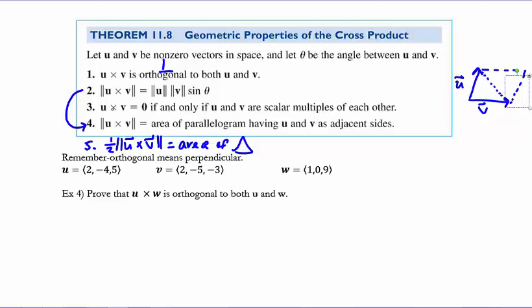And then last but not least, u cross v is the zero vector. Notice how that's a bold 0. U cross v is the zero vector if and only if u and v are scalar multiples of each other. In other words, u and v are parallel.